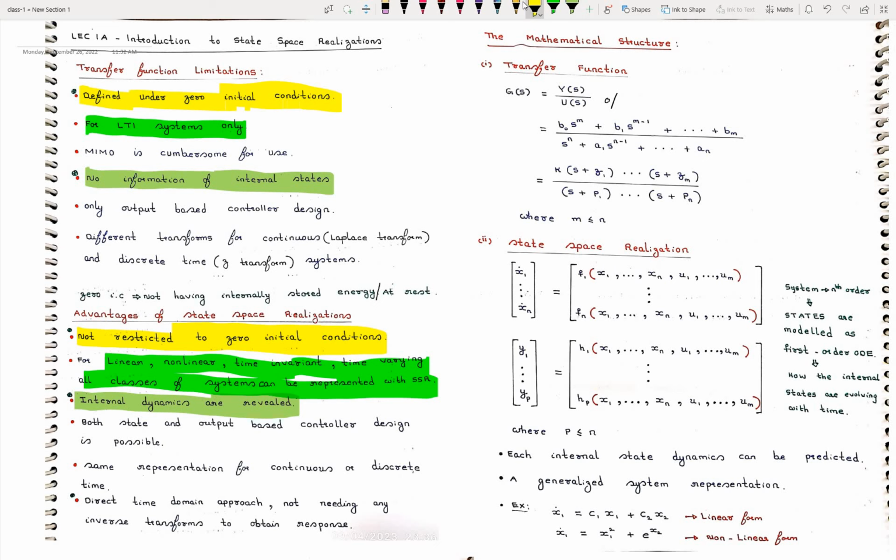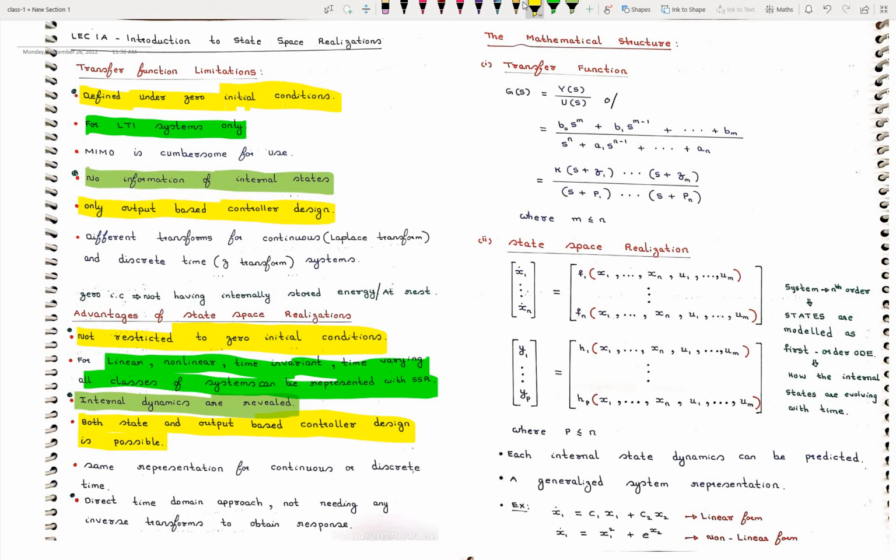And the next thing is, in the transfer function we have only output based controller design, controller design based on output only. Whereas here both state and output based controller design is possible.